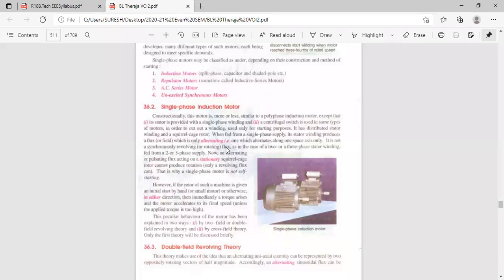But we want the rotating flux for rotating the rotor. Is it clear what I am saying? Only one winding is there, which is alternating along one space axis only. If there are two axes, then rotating flux will be created. But here we have only one flux, which is alternating, but it is not creating the rotating flux. If you want the rotating flux, we have to take one more flux. Since there is relative flux between these two, a rotating flux will be developed.